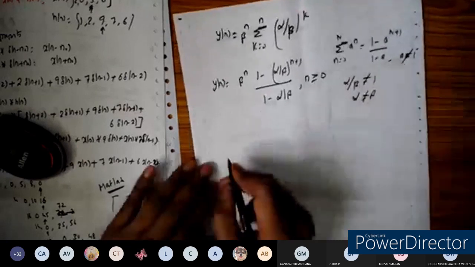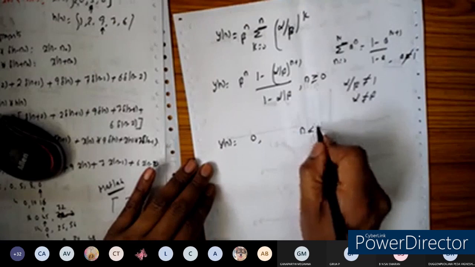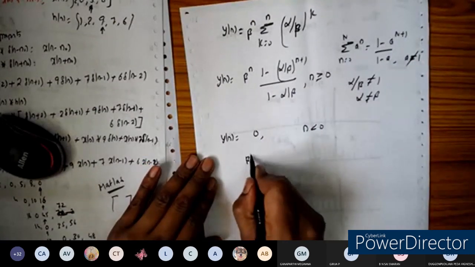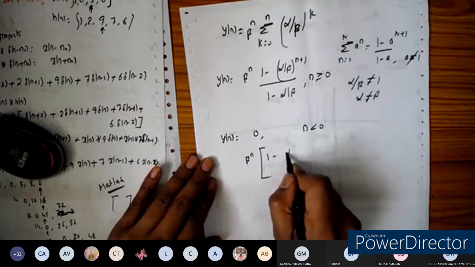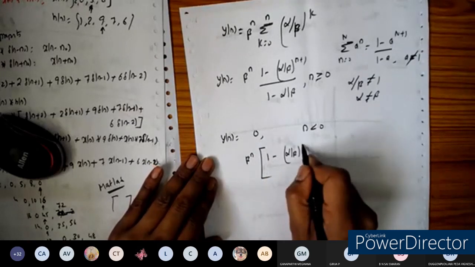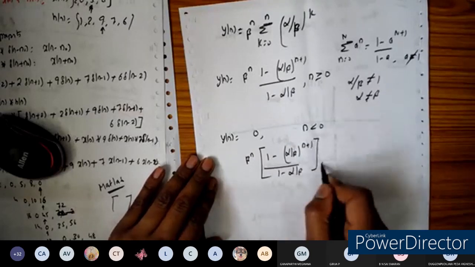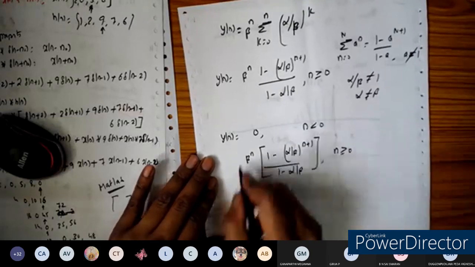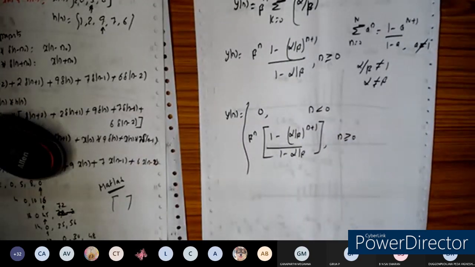Got it? Now let us summarize the value of y of n. y of n will be equal to 0 for n less than 0, and it is beta to the power of n into 1 minus alpha by beta to the power of n plus 1 divided by 1 minus alpha by beta, for the case n greater than or equal to 0. You can leave it like this, or if you want to simplify, you can simplify here.